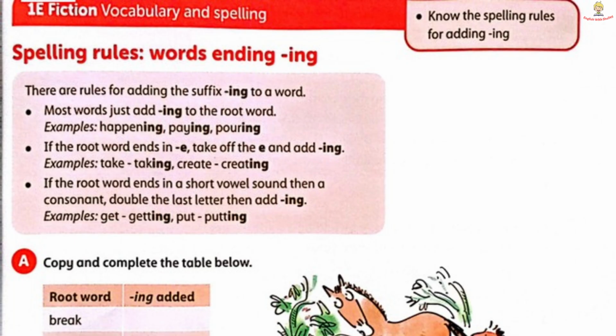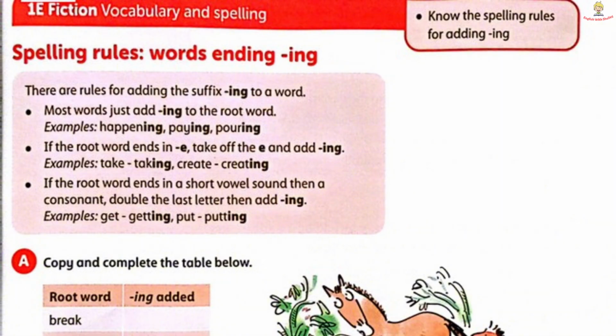Now move to the next page, spelling rules. Word ending ing. Here we learn when we use ing with words. So let's start. There are rules for adding the suffix ing to a word. Ing is the suffix, and suffixes are the group of letters that we add to the root word at the end. That group of letters that we add at the end of the word is called a suffix.